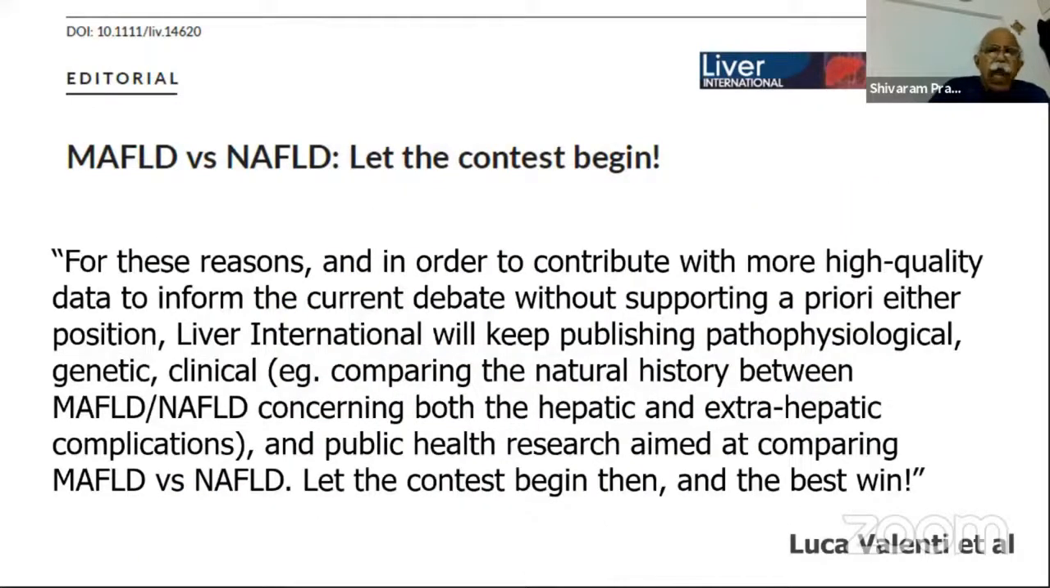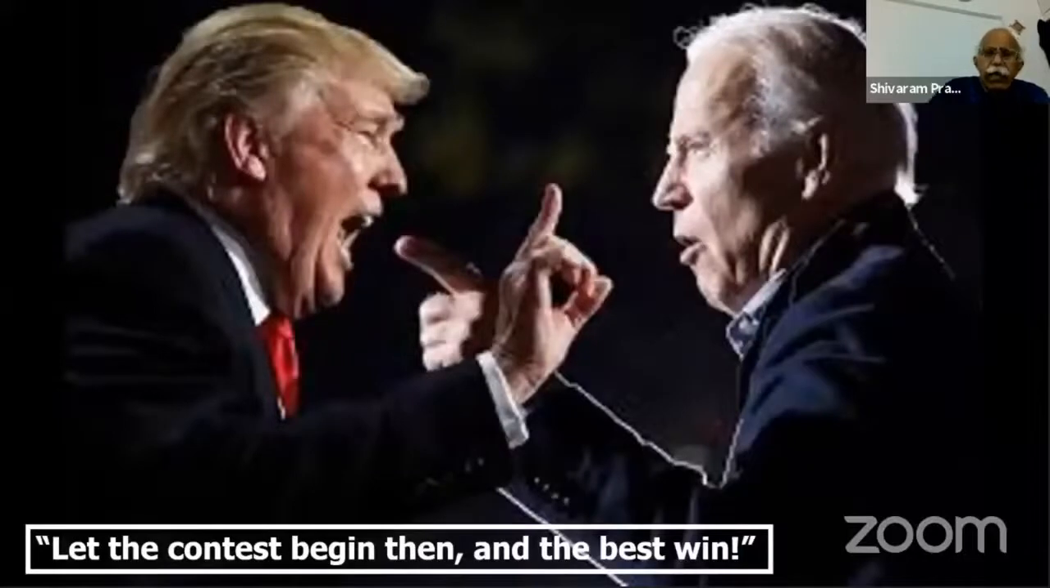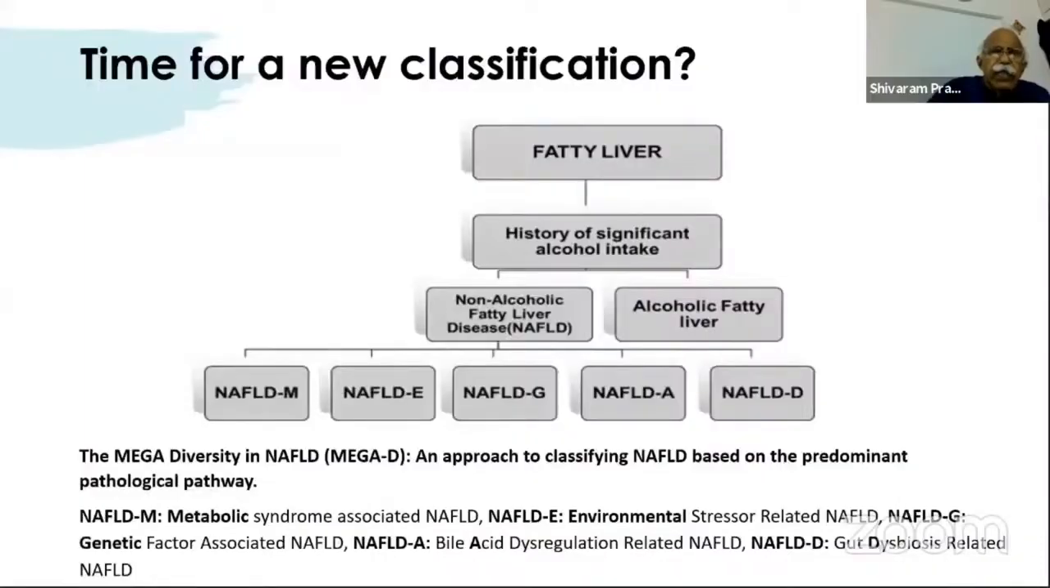let us see how many articles come in favor of NAFL and how many are in favor of MAFL, and what do they have to say? This is no way to decide what is right and what is wrong in science. That let the contest begin and let the best win. This is not an election. I think there's time for a new classification. You have fatty liver, and depending upon the alcohol intake, we break it down into NAFL and alcoholic fatty liver.